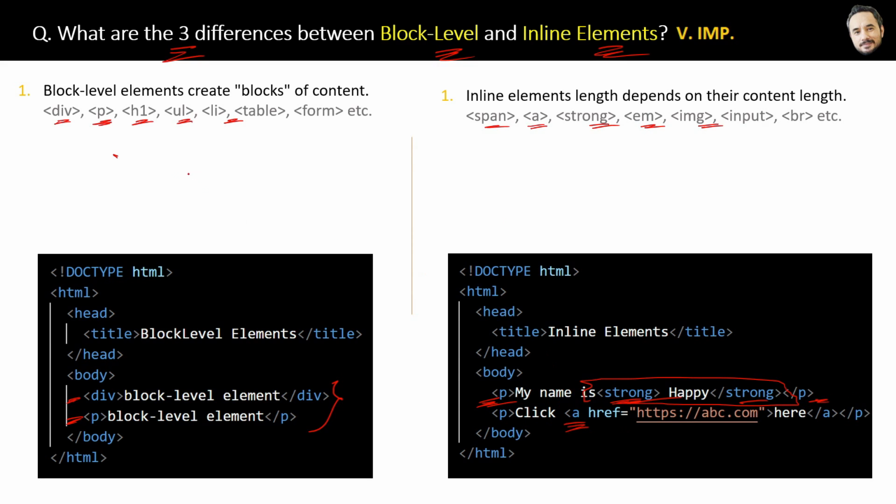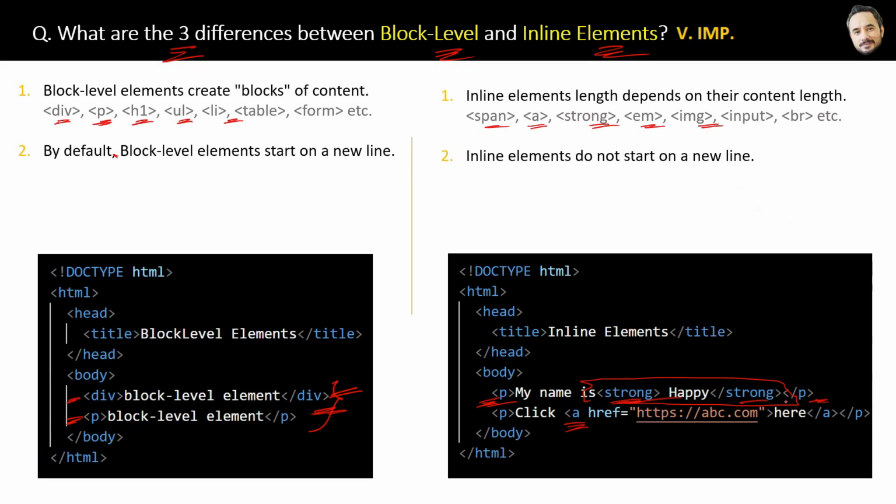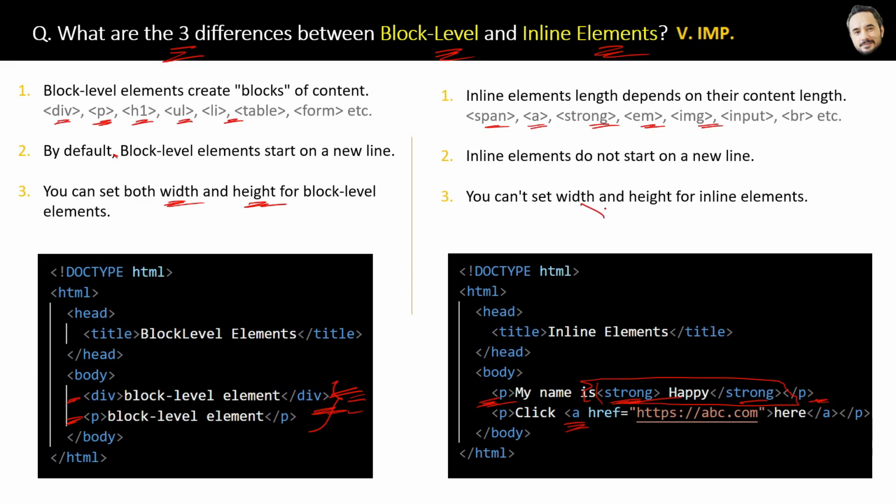By default, block level elements start on a new line, whereas inline elements do not start on a new line. Third difference is you can set both width and height of a block level element, but you cannot set width and height for inline elements in their style, because their height and width depend on the length of the content. Okay, so you cannot set. So that is the answer to this question.